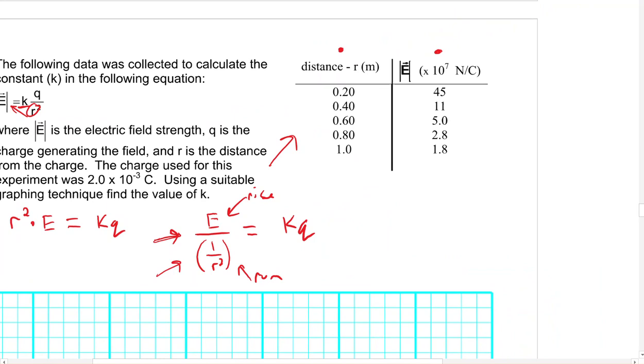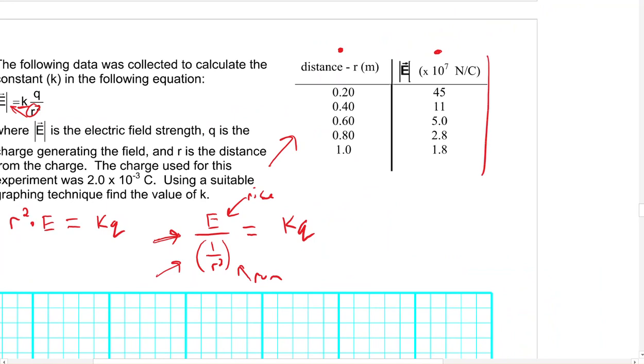So let's make a new column for 1 over R squared. I'm going to take each of these R's and go 1 over the square of that. Here you can fill those in. I'm just going to pause it and do it. All right, so that's what I found, these numbers.